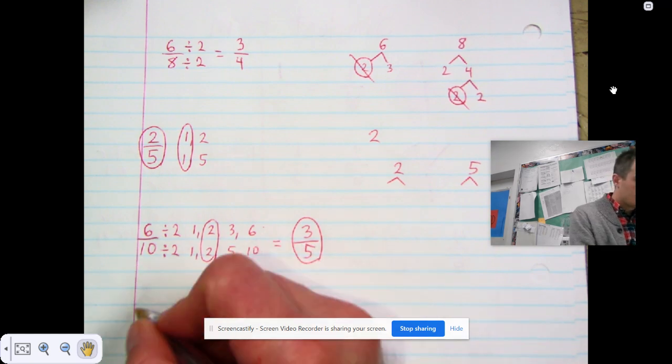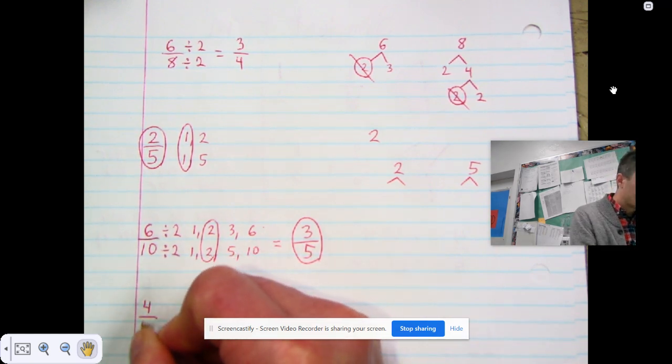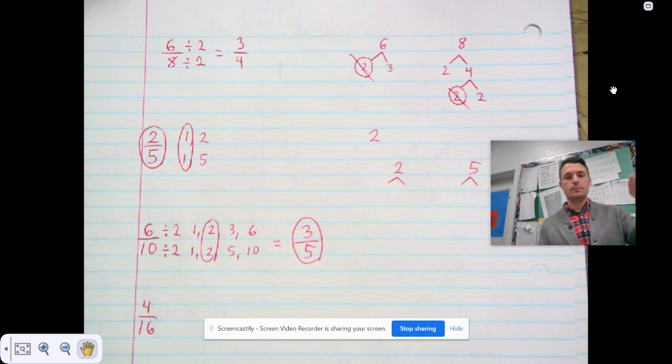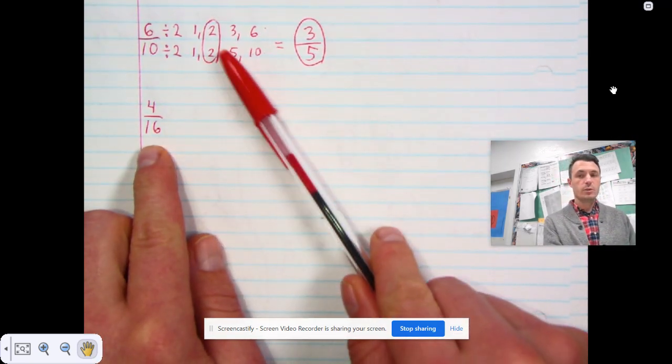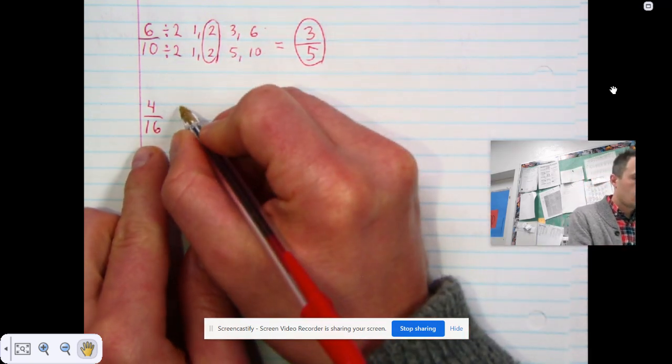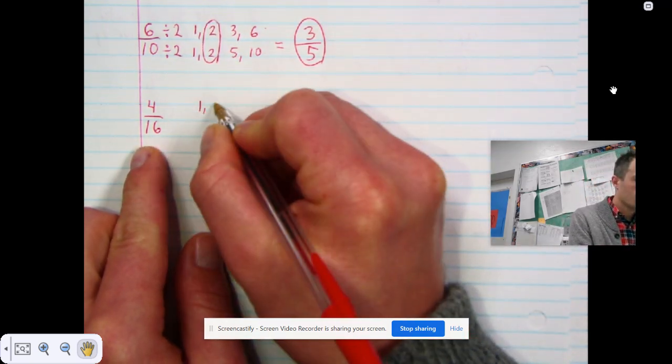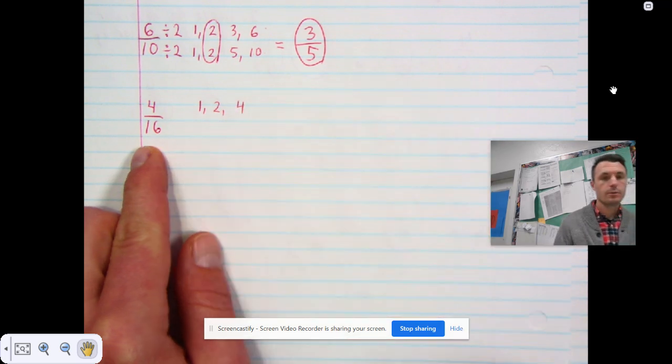Let's do another one. Let's do 4/16. Let's do this one this way too. Okay, the factors of 4 are just 1, 2, and 4.